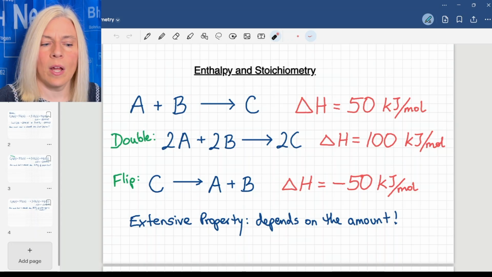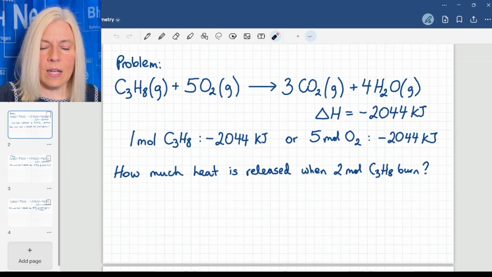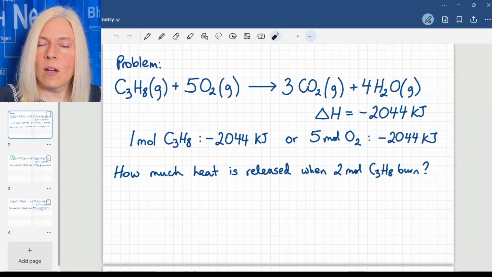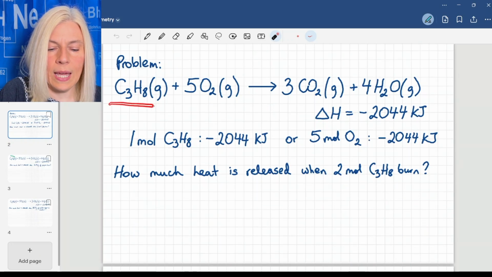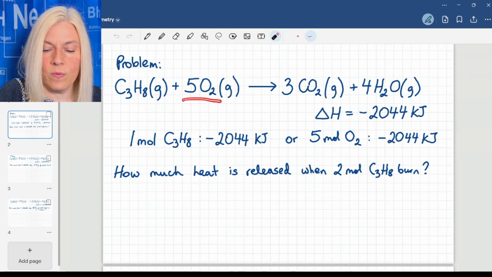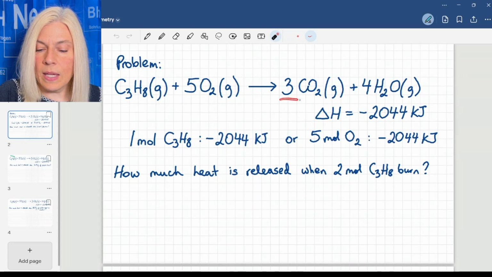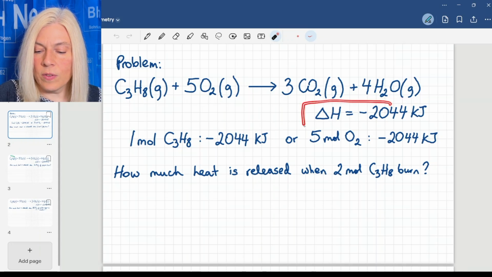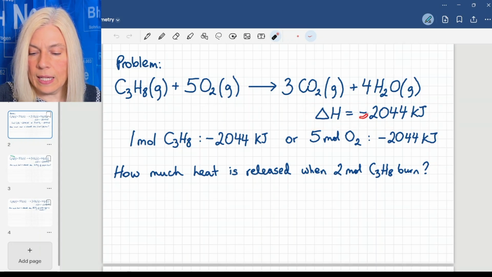Okay, let's do some problems. Here is a problem for us. Here is propane burning, a combustion reaction. Yes, propane, gas tank burning. It has to react with oxygen, making carbon dioxide and water vapor. Here, the enthalpy of this reaction is negative 2044 kilojoules. What does that mean? Well, negative right away means it releases heat. If you burn propane, you will feel warmth.